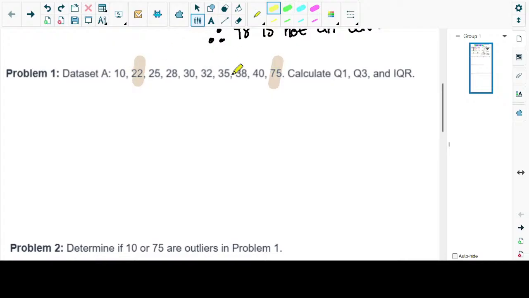I did the wrong thing. I said 20 instead of 45. We have 10 that goes with 75, and then we have 22 that goes with 14. We have 25 that goes with 35. We have 28 that goes with 35.